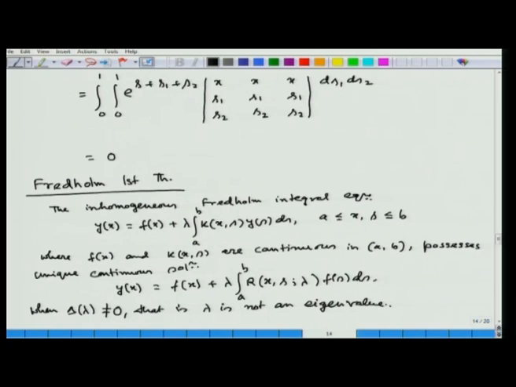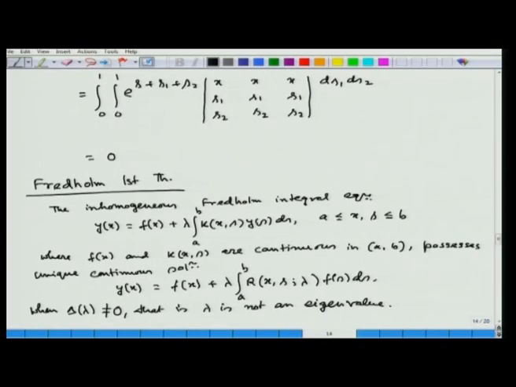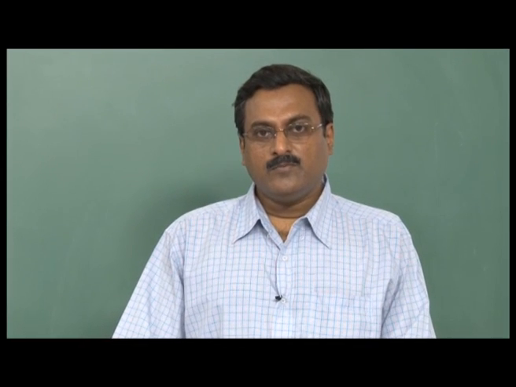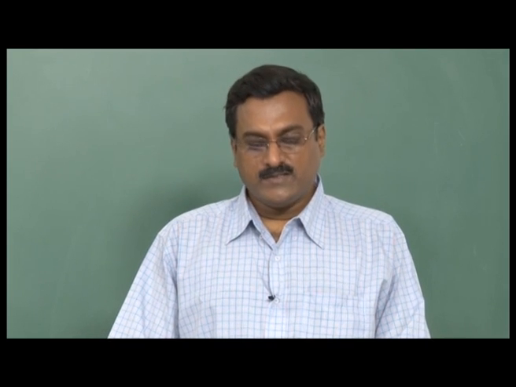In case delta(lambda) is not equal to 0, that means lambda is not an eigenvalue, then this Fredholm integral equation possesses a unique continuous solution that is given by this one. This R(x, s; lambda) is intended to mean the Fredholm resolvent kernel, but by using other methods you can also calculate this resolvent kernel. Then the second theorem assumes that the particular lambda involved in the equation, say lambda 0, is an eigenvalue.